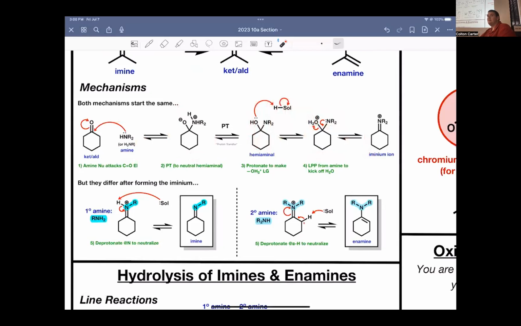Any other questions about the synthesis mechanism? We'll see when we do it together.